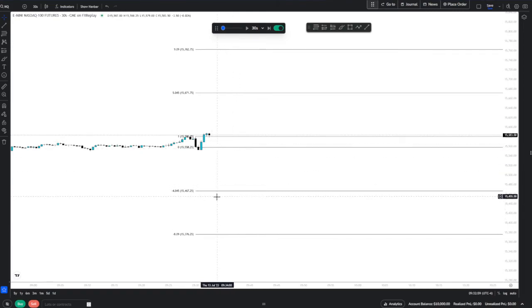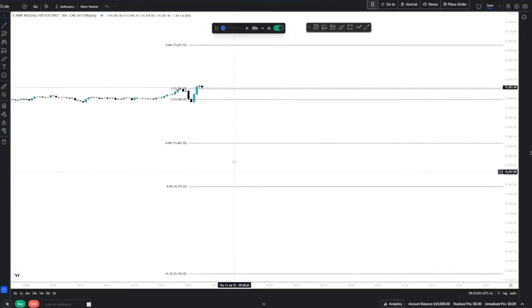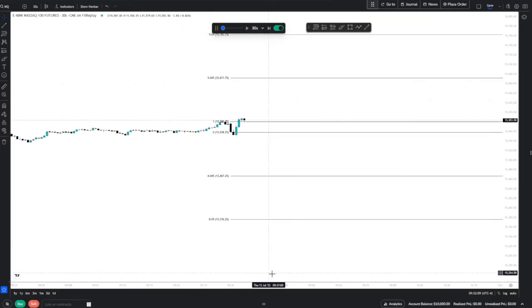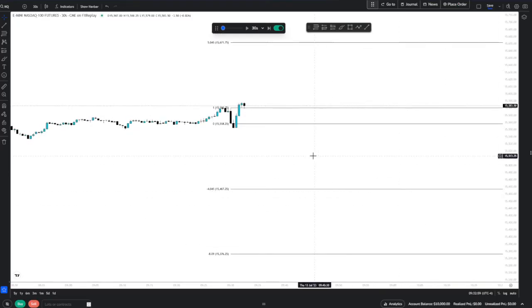If you start closing below -4 here and start using -4 as resistance, you look for -8. If you start pushing through -8 and closing through, you don't want to fade the trend. It means we're in distribution, and you don't want to fade the trend until we hit -16. That's what I have taken from it.